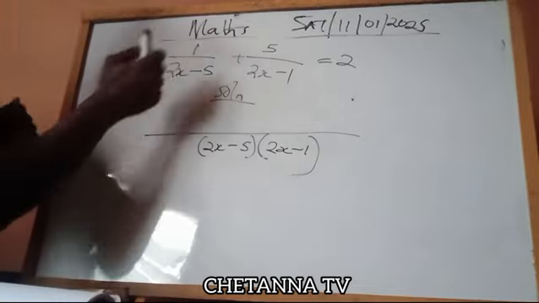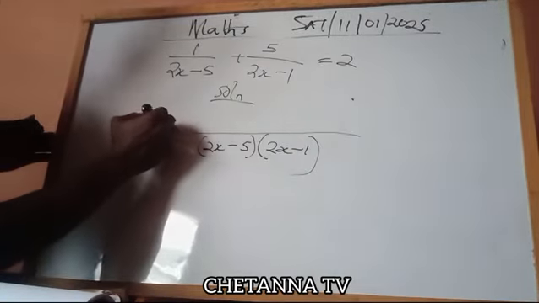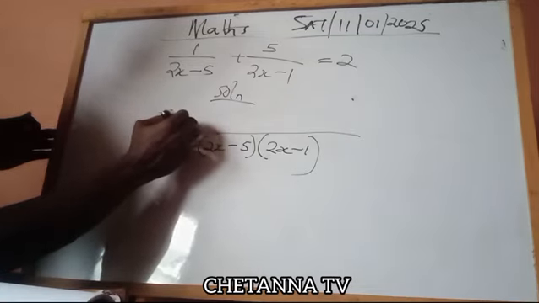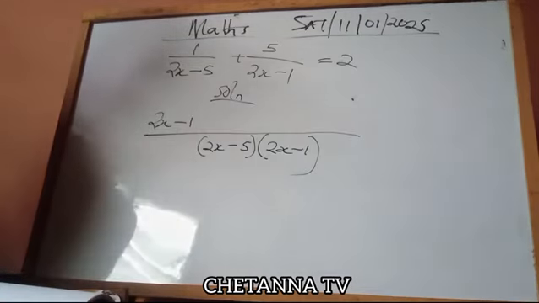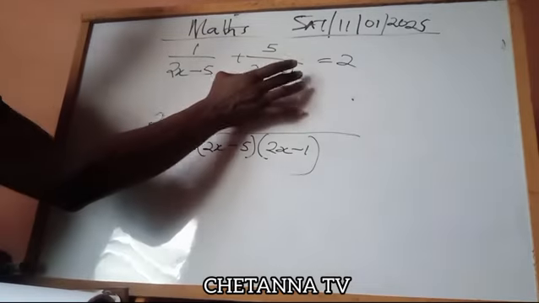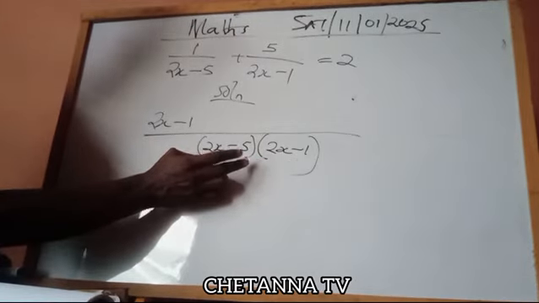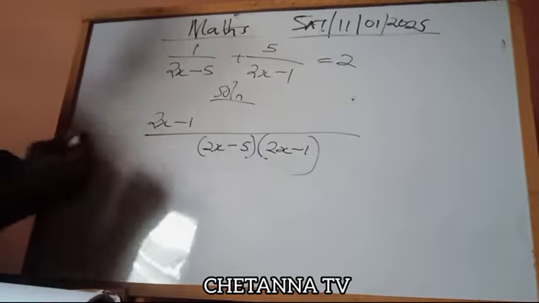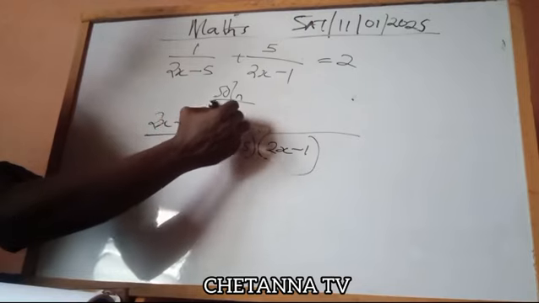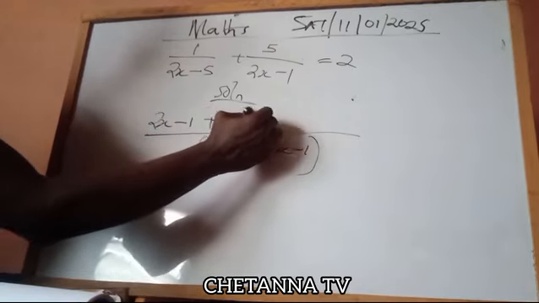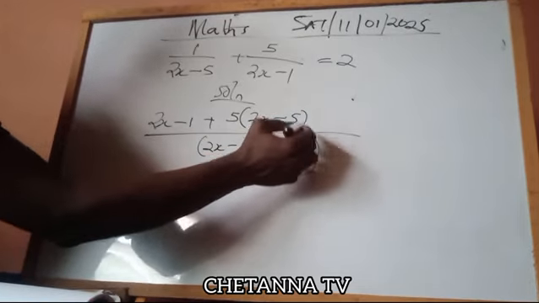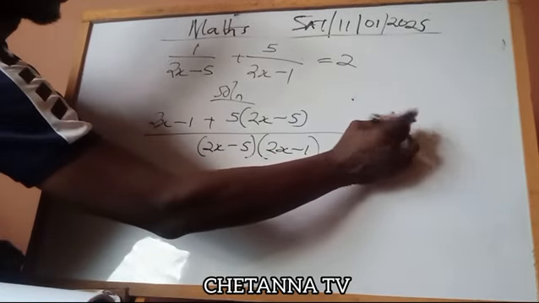So this times 1 is what? 2x. 2x minus what? Minus 1. And if 2x minus 1 divides 2 of this, this will remain. We need to multiply this one. We have plus what? 5 bracket what? 2x minus 5. All is equal to what? 2.